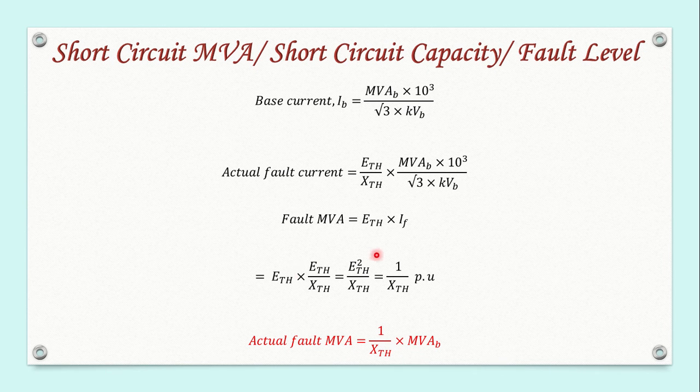Now always keep in mind that fault MVA is equal to 1 divided by XTH only if the value of ETH is 1 angle 0. There can be certain cases where ETH has a value other than 1 angle 0. In that condition we cannot use 1 by XTH. So always remember that the exact equation for fault MVA is ETH square divided by XTH.